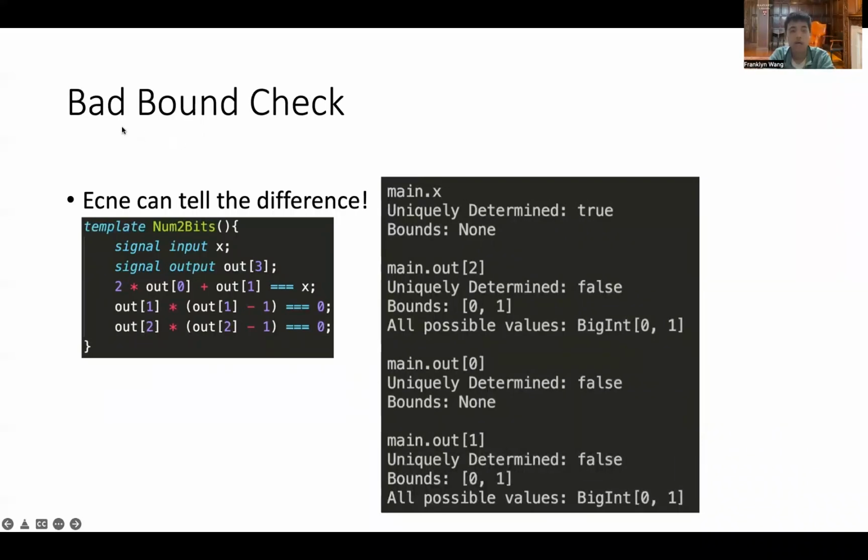And otherwise, in this bad case where we have the out 1 and out 2, we again have that X is uniquely determined because we know the value of X as an input. But here you'll now see that there is no bound on X anymore. And all these other variables, out 2, out 0, out 1, are not uniquely determined. So Ecne is able to distinguish these and thus constitutes the first ever verifier for these QAPs.